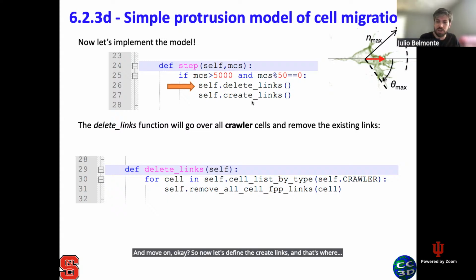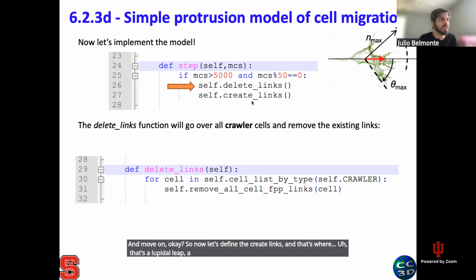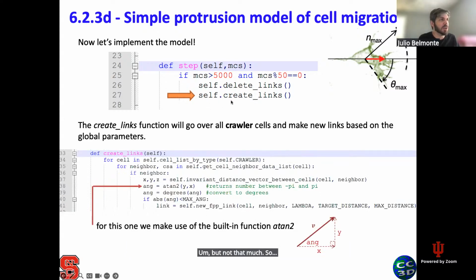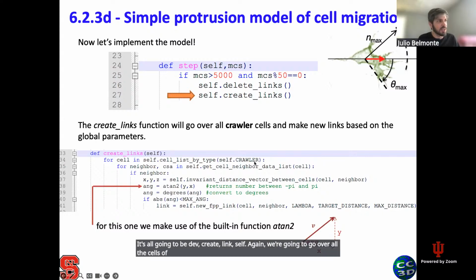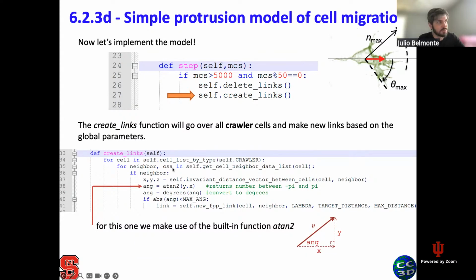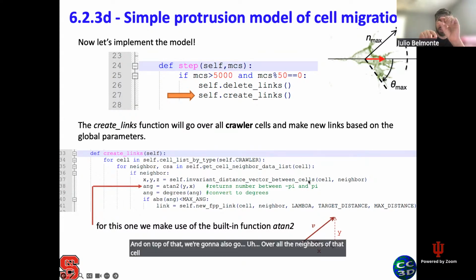So now let's define the create links, and that's a little bit more complicated, but not that much. For the create links, you're also going to define a new function, def create link self. We're going to go over all the cells of type crawler, and on top of that, we're also going to go over all the neighbors of that cell. So you take the crawler cell and go over its neighbors.